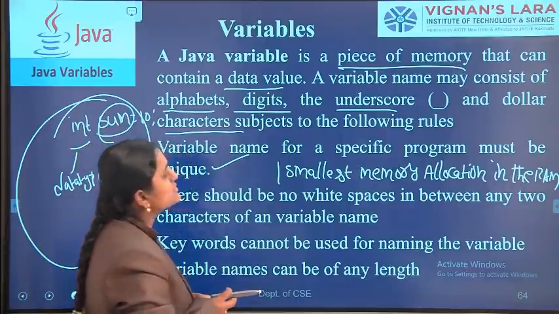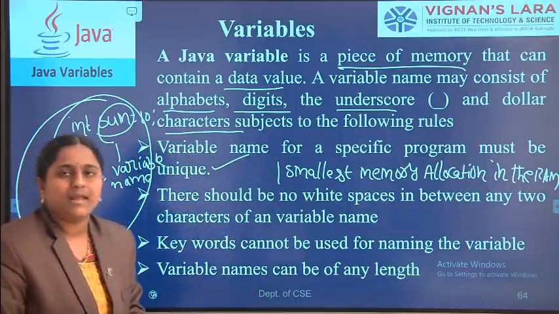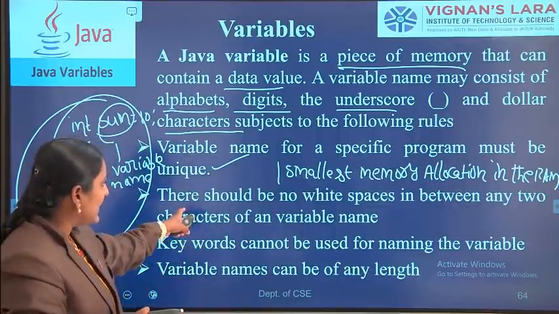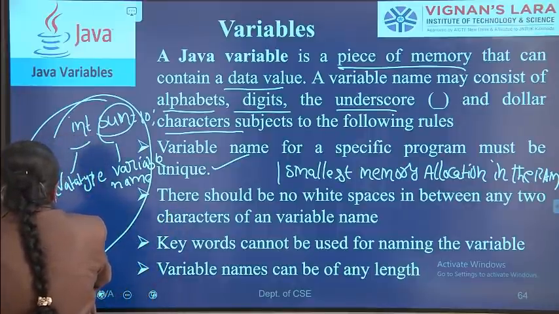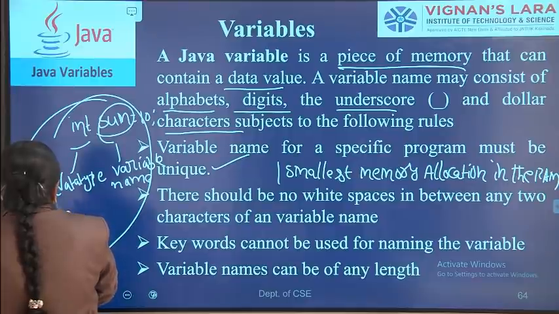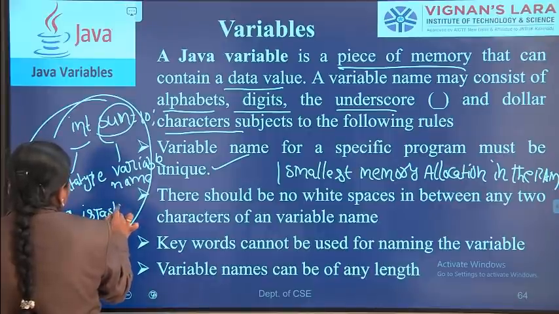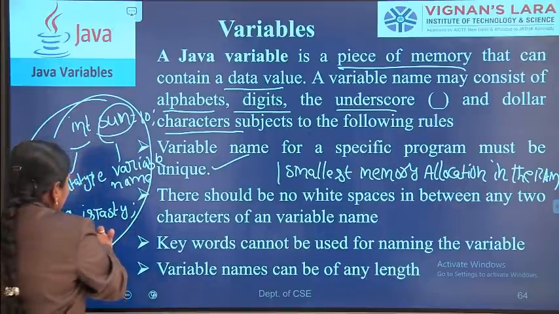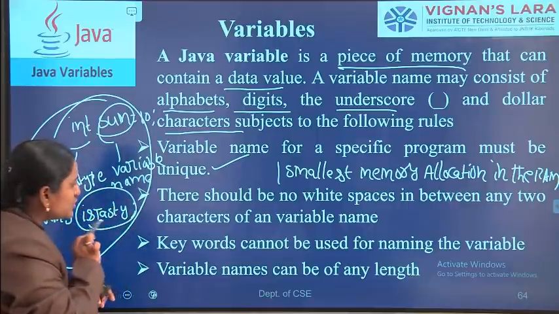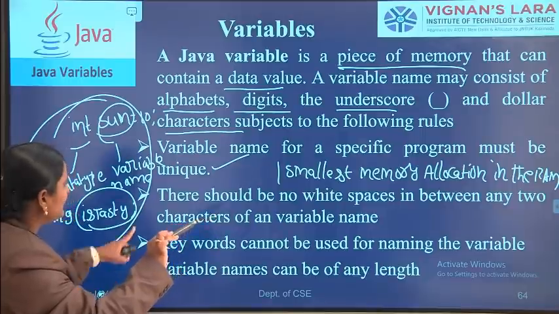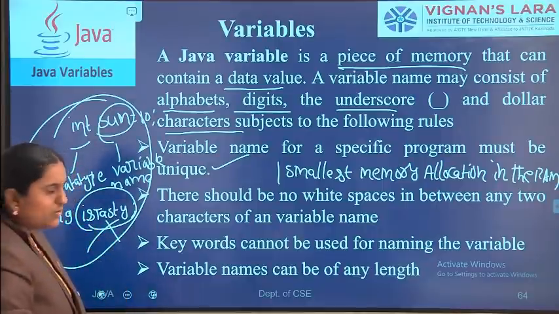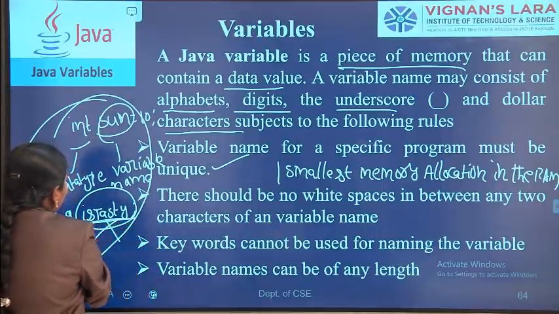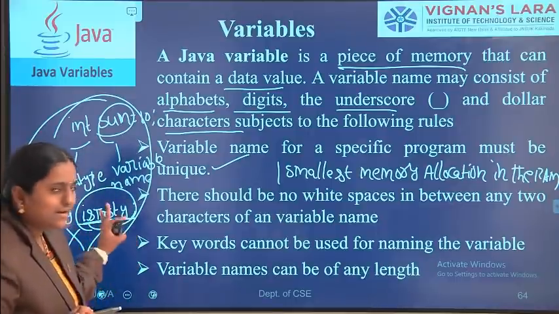There should be no white spaces between any two characters of a variable name. For example, I am defining one variable: String isTasty. Here isTasty is the variable name. There should be no white spaces between any characters of the variable name. It is a valid variable declaration, since no white spaces are allowed.